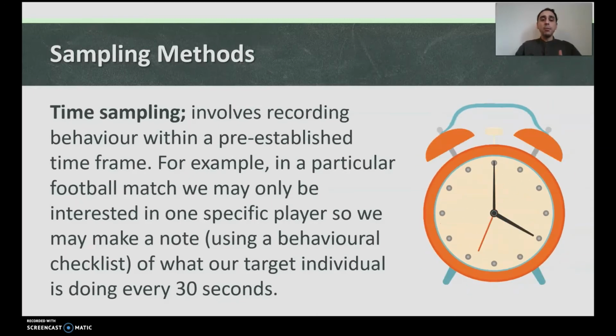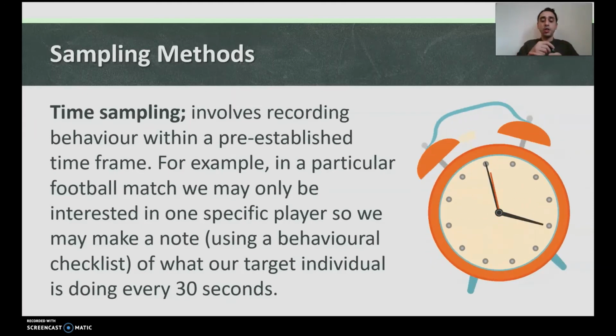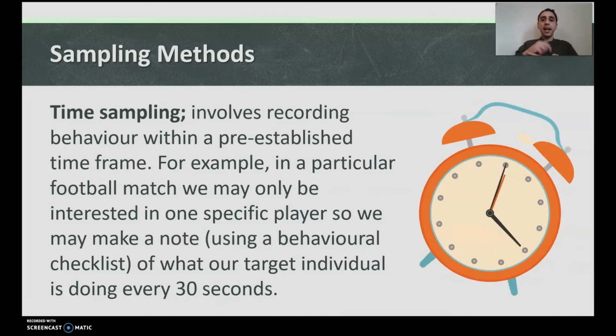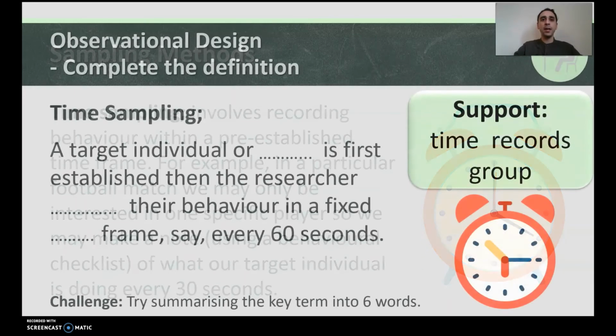So, time sampling is instead of writing down everything that's going on, as in an unstructured observation, or, in event sampling, every time that one event happens, you record it. In time sampling, you have a certain time period and you go, right, every 5 minutes, for example, I'm going to stop and see whatever that person is doing. And then during that increment, what are they doing? They're doing this, tick that off. Another 5 minutes goes, do it again. And you're getting a sample of their behavior that way.